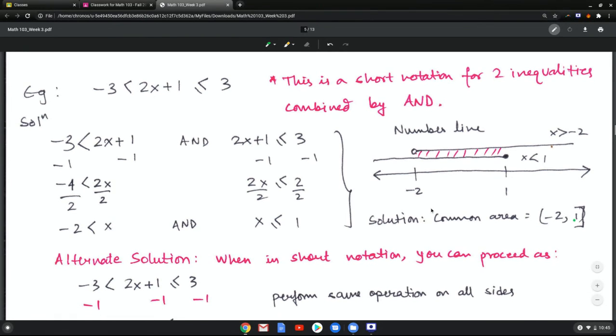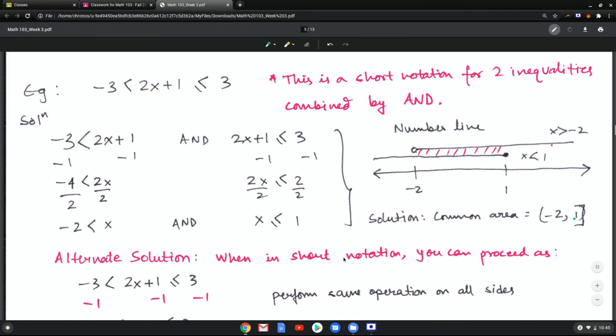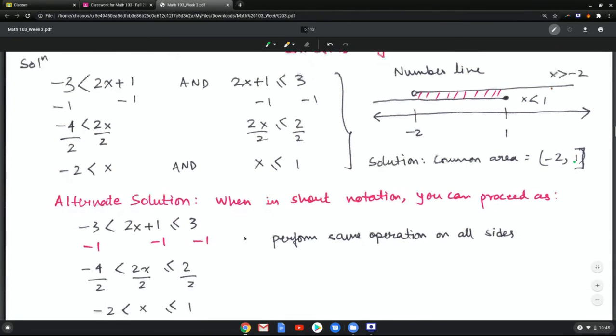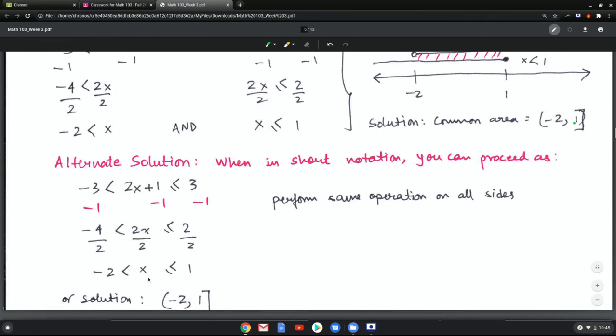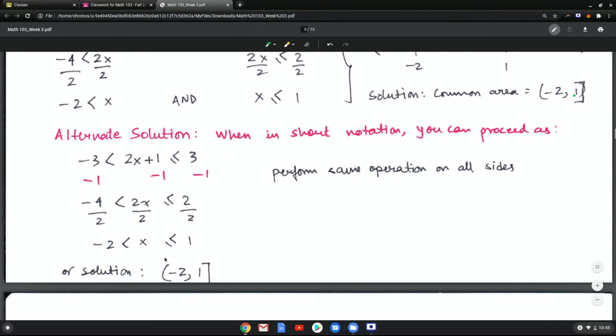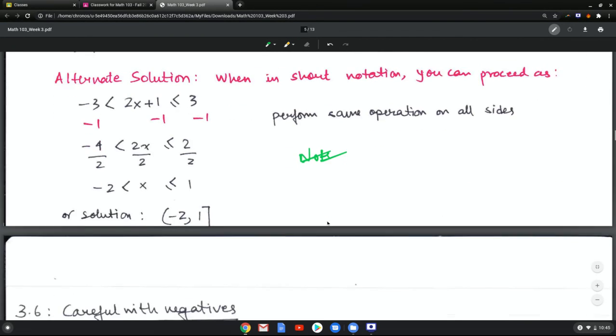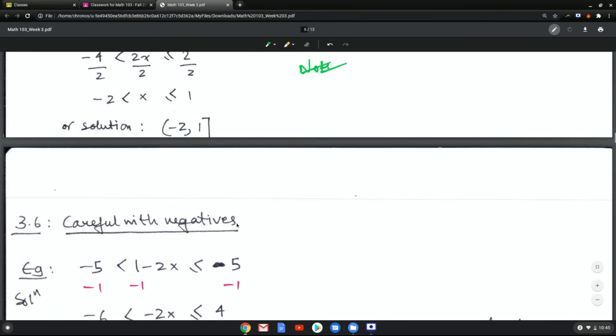Now there's an alternate solution. When it's written in the short form notation, you can also proceed in this form. You don't have to write it as two separate inequalities. You perform the same operation on all three sides. So subtract 1, followed by division by 2, and then you get your solution. Be careful with negatives when you're doing that. We're going to talk about the negative in the next one.